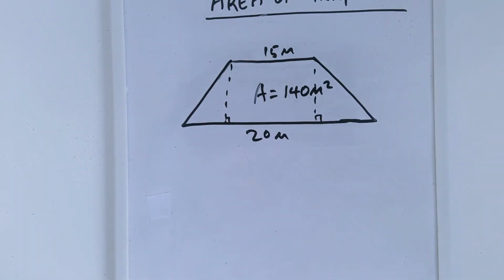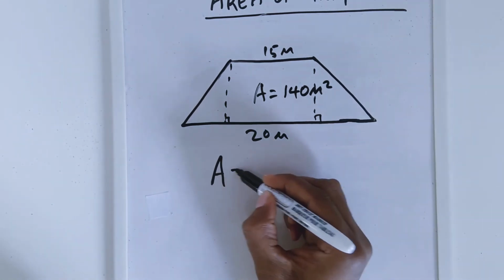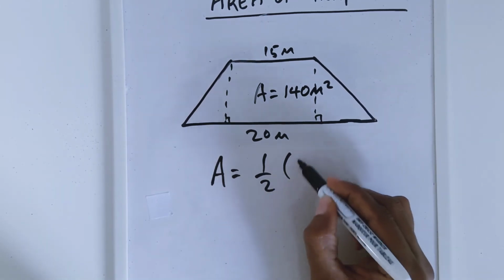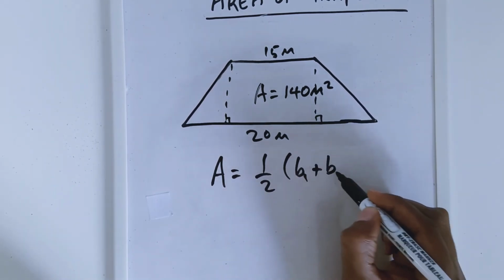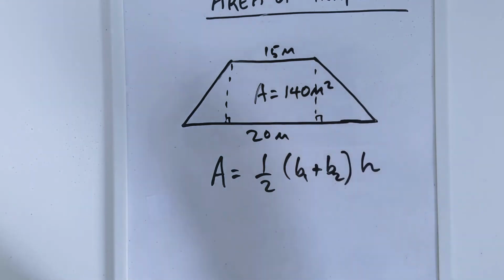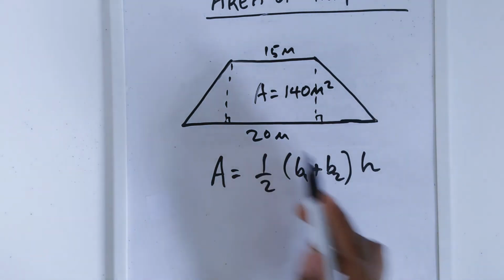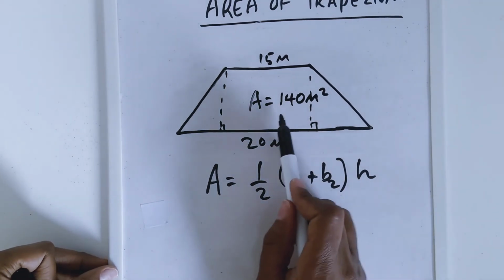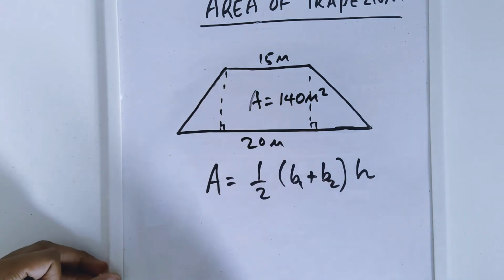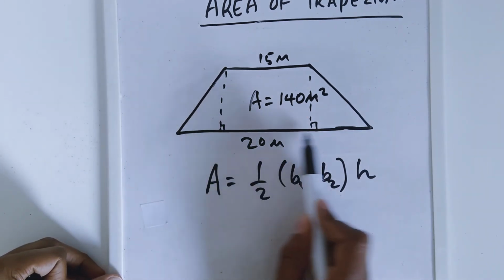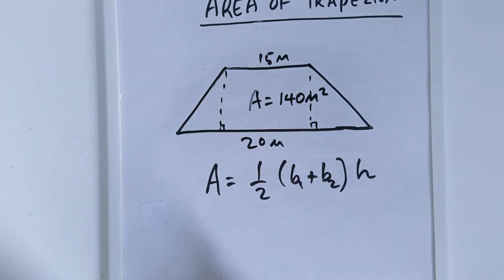Sometimes it's possible that you are given the area of a trapezoid and you are asked to find the height of the trapezoid. In that case, the formula stays the same. Area is equal to a half B1 plus B2 multiplied by the height. In this example, we are given the area of a trapezoid as 140 meters squared. We are given B2 as 20 and B1 as 15. We need to find the height of the trapezoid.